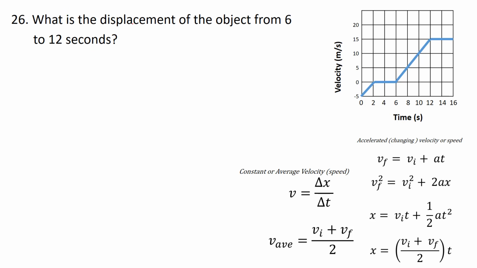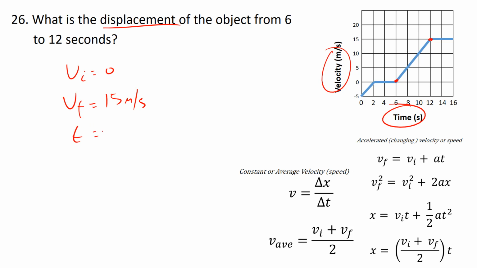Okay, lastly, the displacement of the object. Once again, I have a velocity time graph. From 6 to 12 seconds, I can only take my variables off this graph. I start off with an initial velocity of 0. I finish off with a final velocity of 15 meters per second. The time it takes for this interval is 12 minus 6, or 6 seconds. And I'm asked for displacement, which on this equation sheet is x.